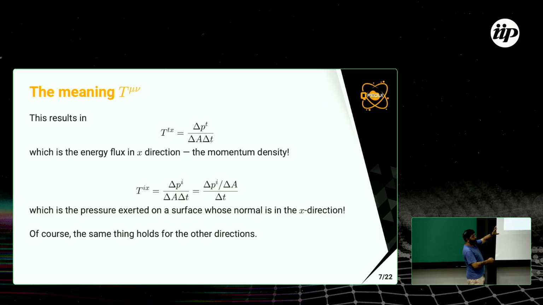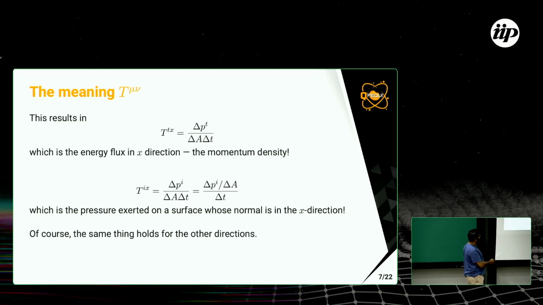So we have the energy momentum tensor. The first component is the energy density, and then we have the energy momentum density, the momentum density here. And then the last component, the space components of this, is just this. But this is the variation of the momentum over the area, which is a force. So this is a force.